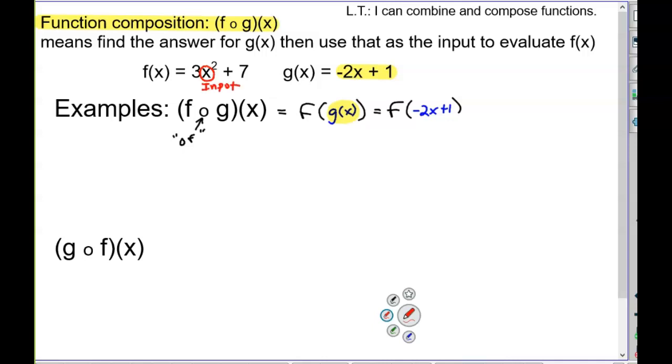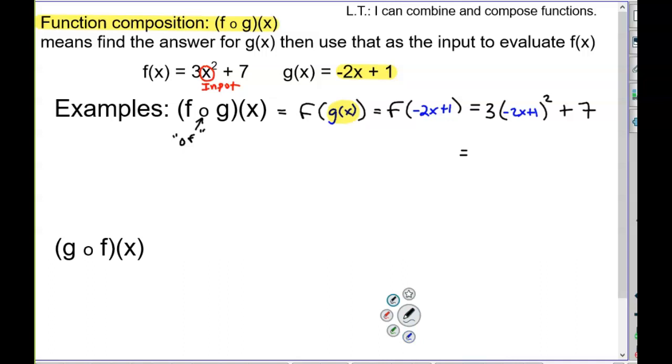Remember how we can think of x as the input? We're not plugging one number in, but we're plugging a new equation in. So I'm going to take 3 times x squared plus 7, but my x is the input. It's the entire expression, negative 2x plus 1. And now, everything else is algebra. So, hopefully, if you can understand what we did up to this point, that's the new part today. Everything else is just simplifying.